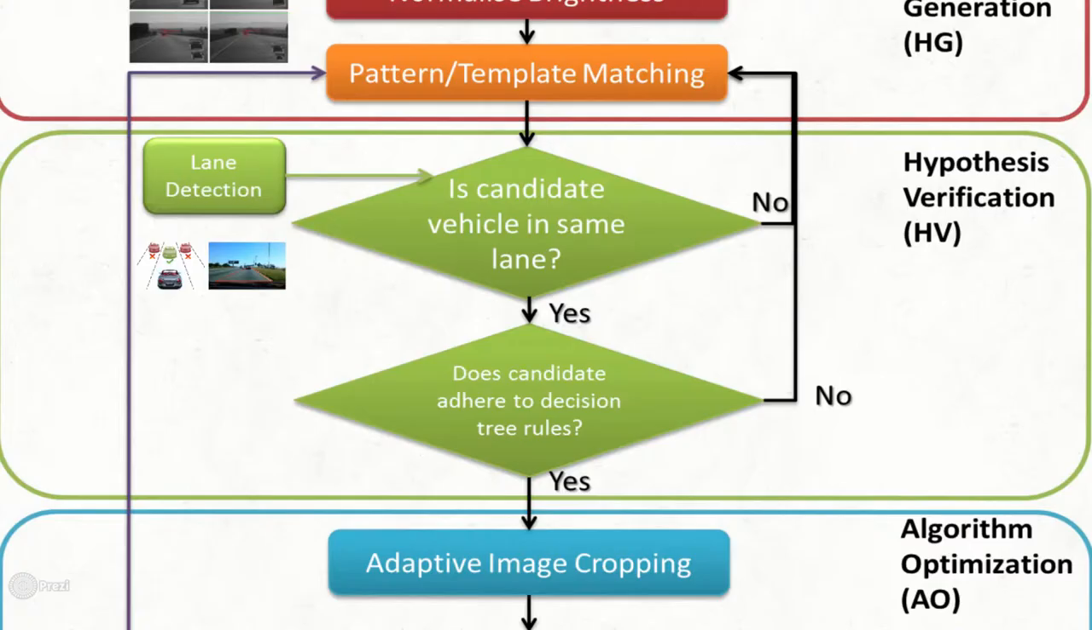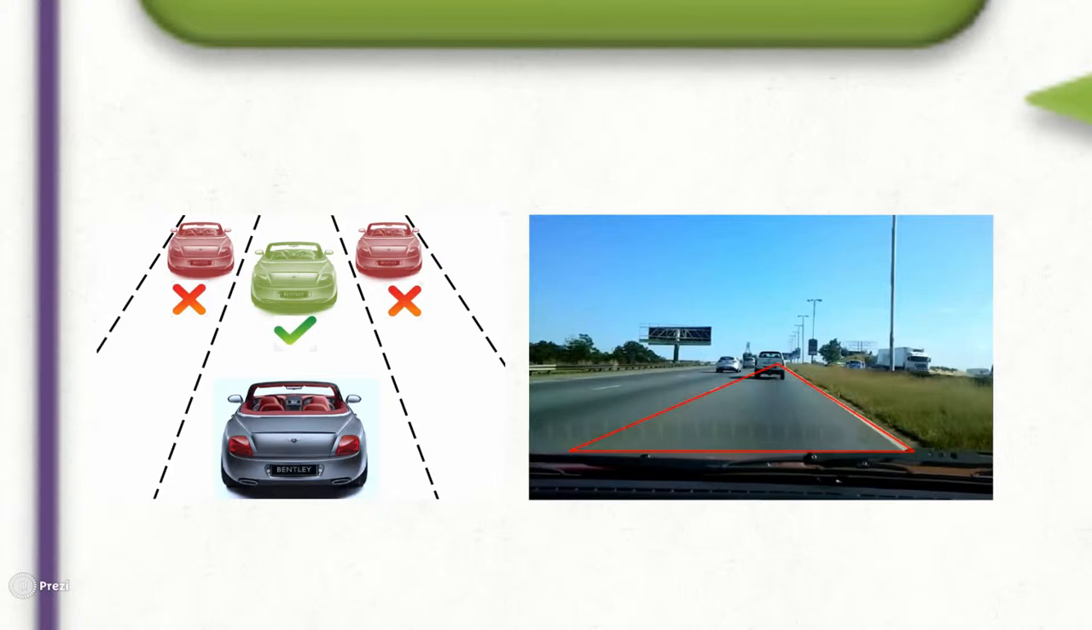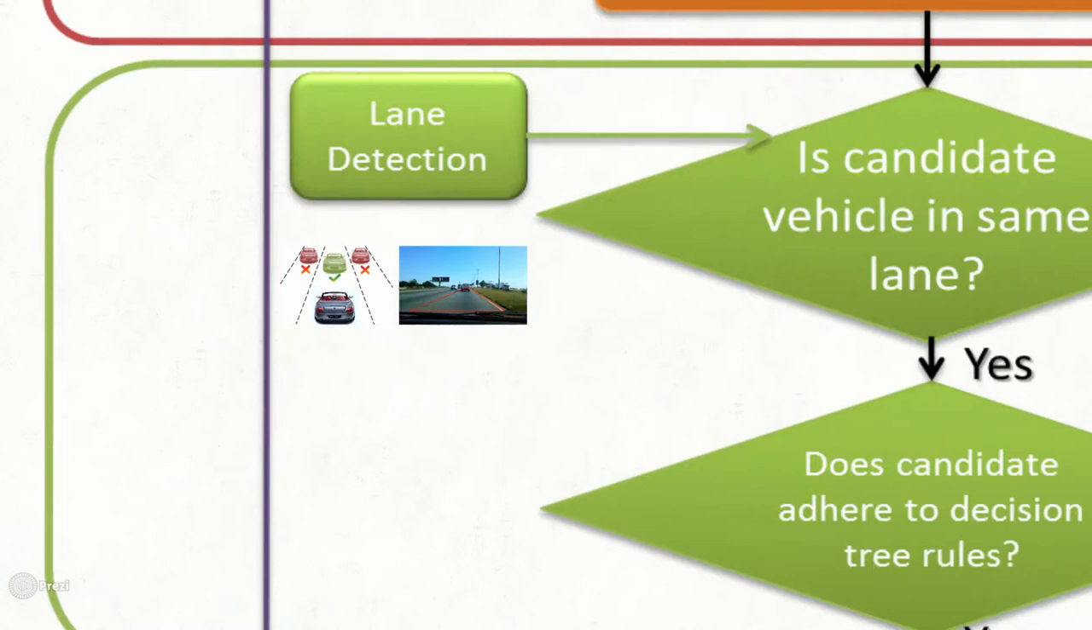Once we've performed hypothesis generation, we can then move on to the hypothesis verification stage. We use lane detection for this. What we do is create a lane region of interest. By doing this, whatever vehicles or candidates are not within this region of interest, we can eliminate. The reason for this is that we're focusing on longitudinal control and on the vehicle within our lane only.